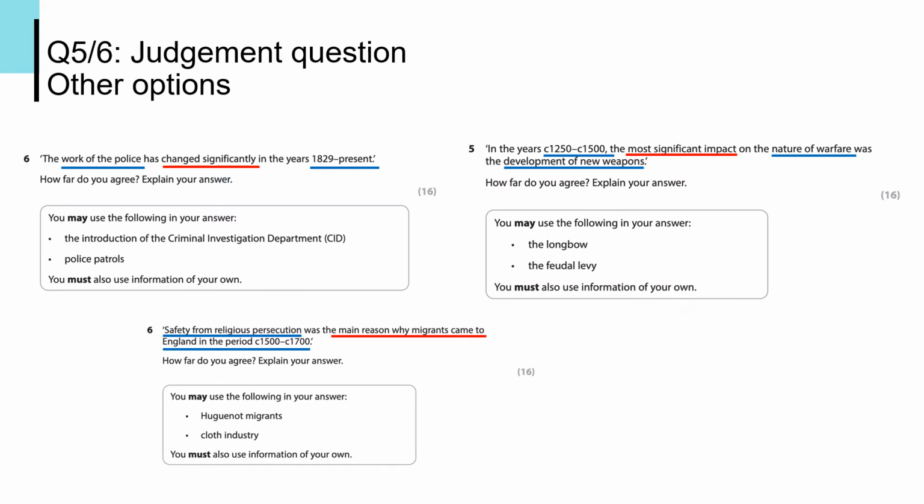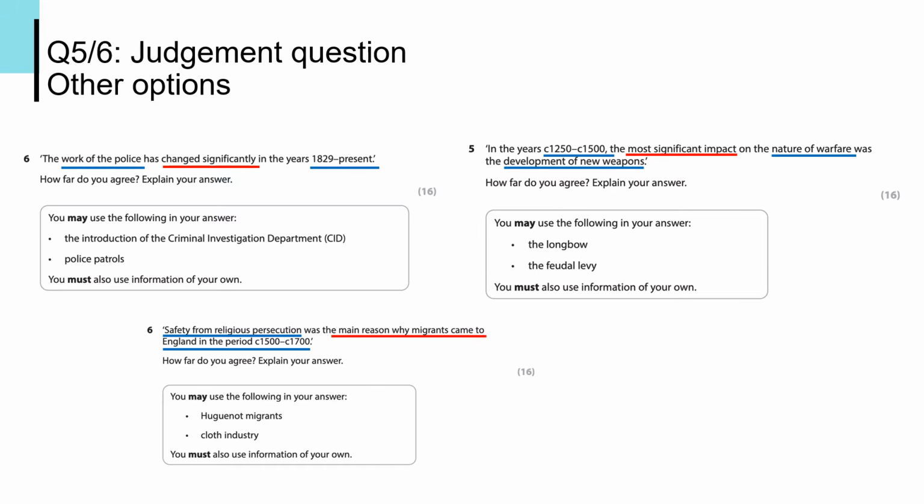Here we have a range of questions from the other papers from paper 1. The Crime and Punishment paper, the Warfare paper, and the Migrants in Britain paper. You will see that a similar approach is taken to the questions across all papers.